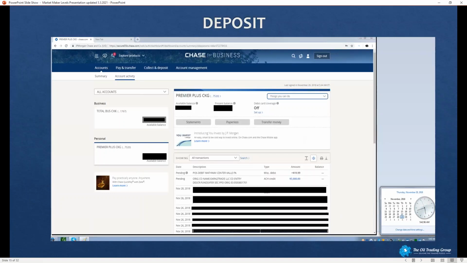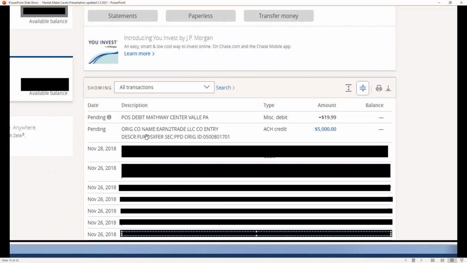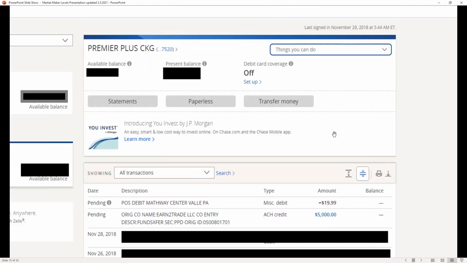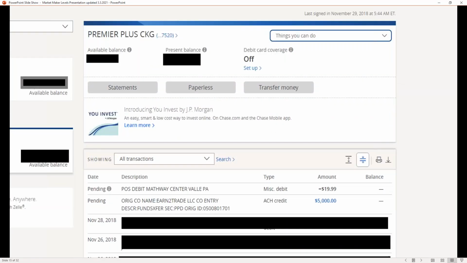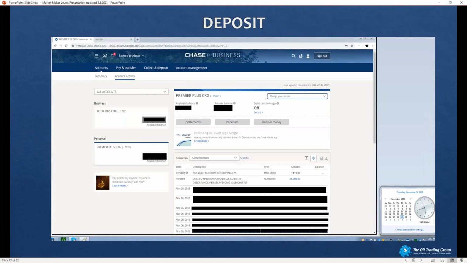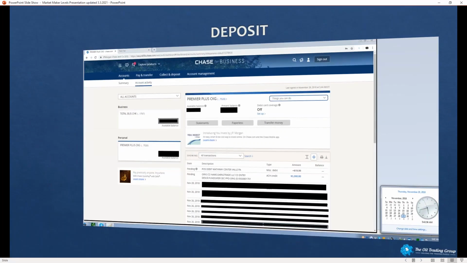And I'm going to zoom in on this here so you can see. And so you'll see here, this was Earn to Trade, right? Fund transfer $5,000 here into my Chase for Business checking account. So again, not only did we go through the Top Step Trader and pass, we've also done this using these levels with the Earn to Trade.